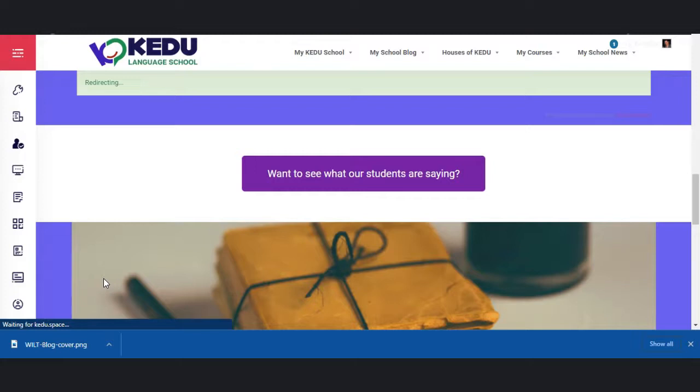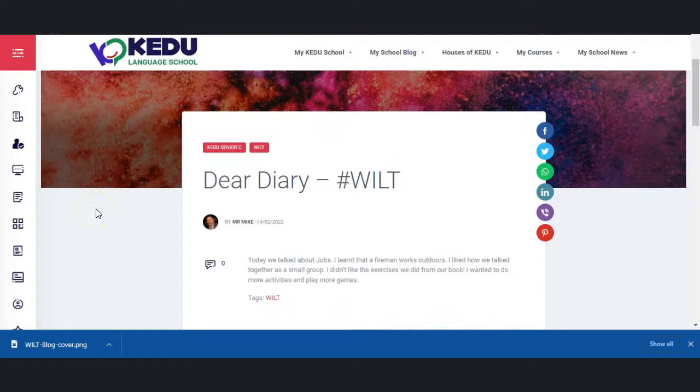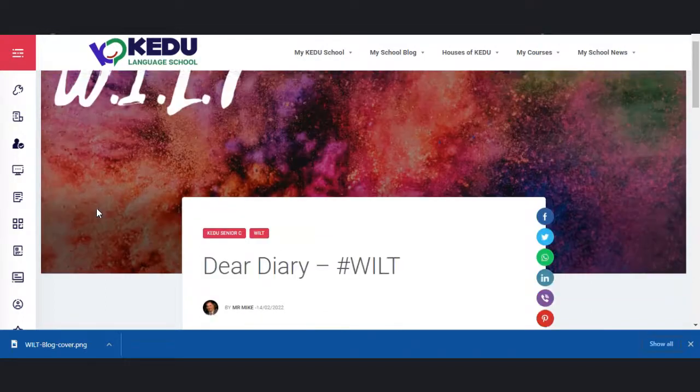And that's it. If it's successful, you can see your WILT here. Yay, my WILT. Awesome.